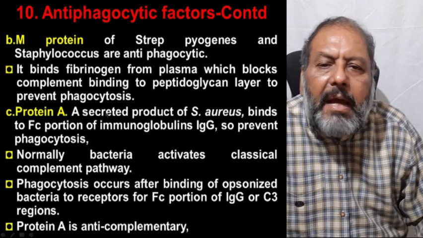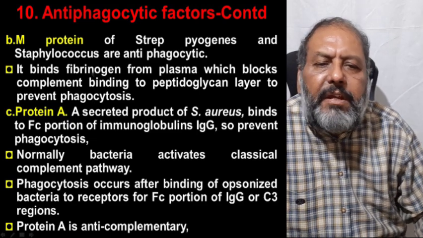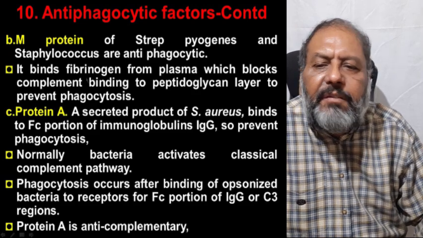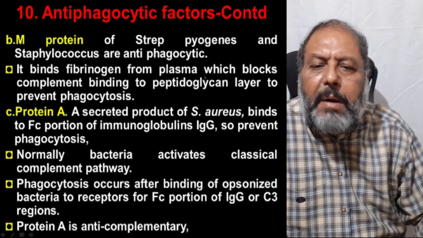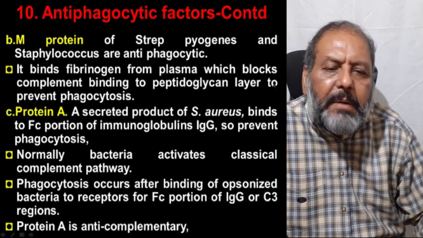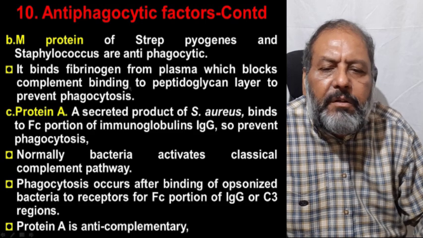phagocytosis. The antiphagocytic factors continued. M protein of Strep pyogenes and streptococcus is antiphagocytic. It binds fibrinogen from the plasma, which blocks complement binding to the peptidoglycan layer to prevent phagocytosis.